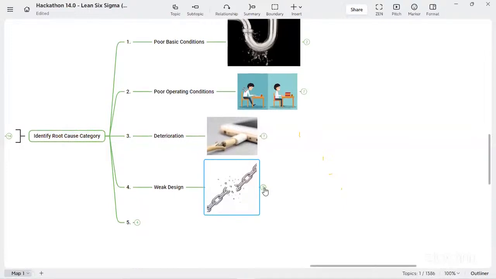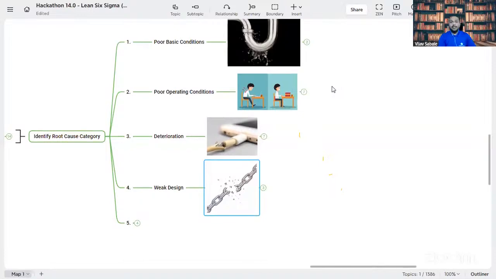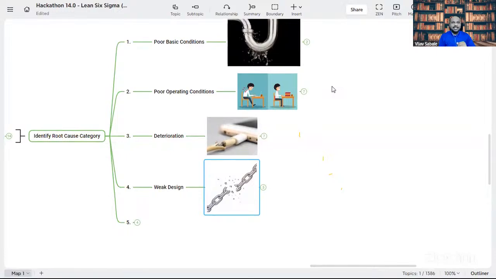So you mean that is going to be another project? No, we are in the analyze phase, right? No, this is not another project. This is part of the root cause analysis. If you are going to identify the real root cause, the real root cause must come out of these five categories that I'm going to explain, right?